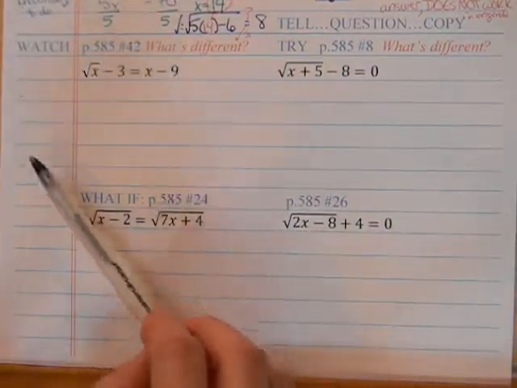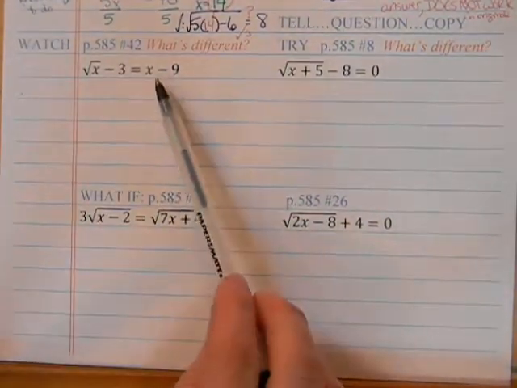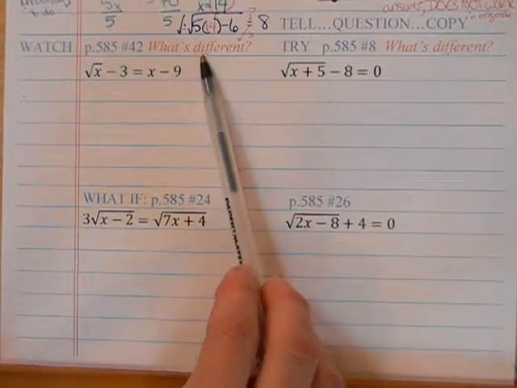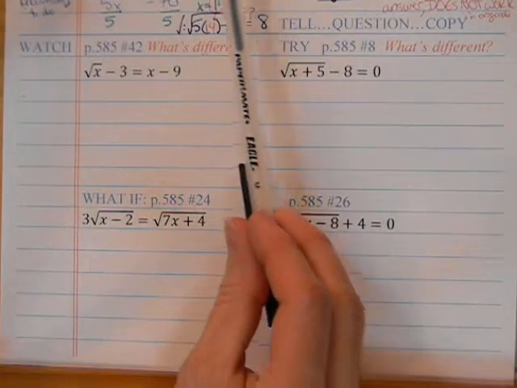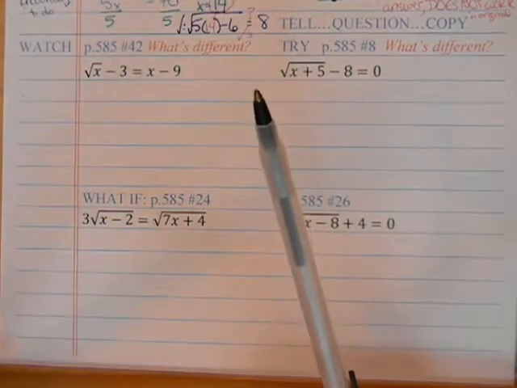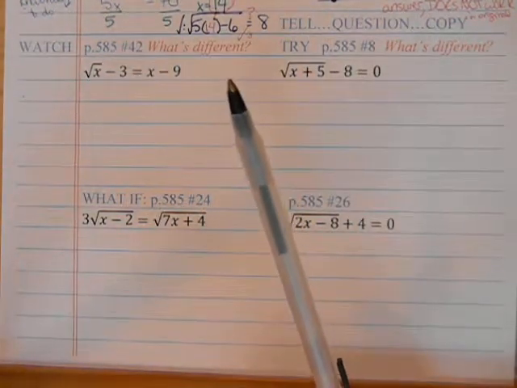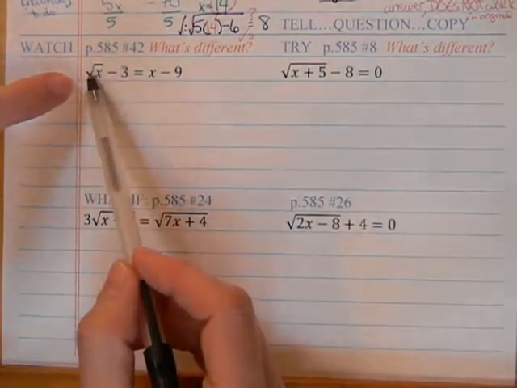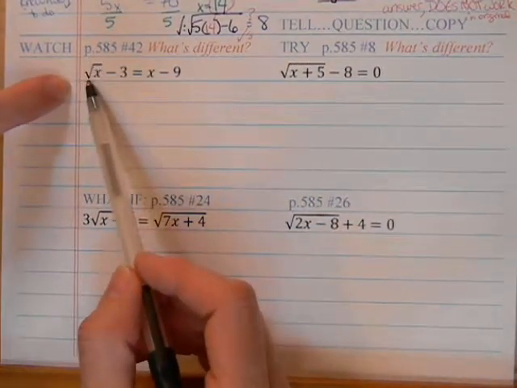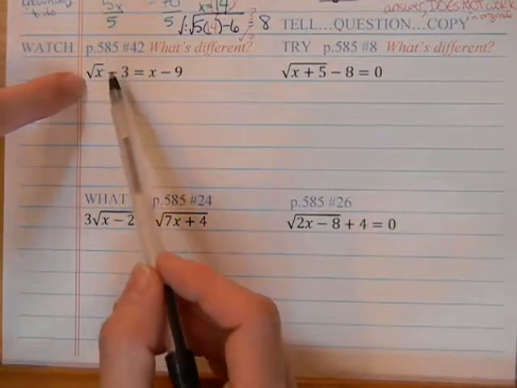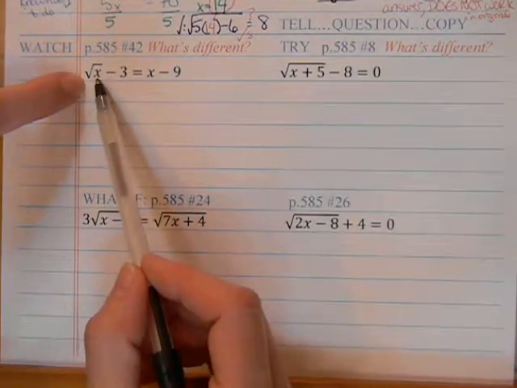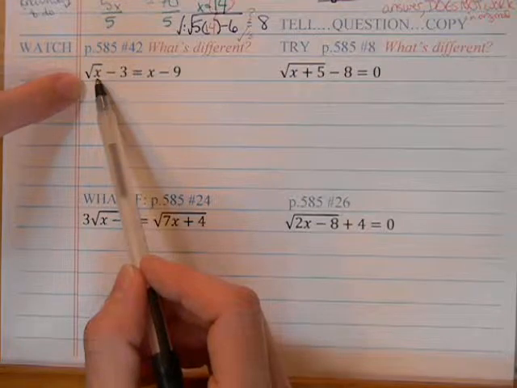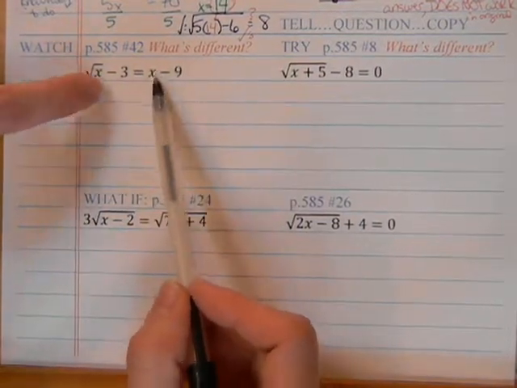I really stepped it up a notch on this next example, number 42. So I want you to pause a minute and ask yourself, what's different about this one than the one we just did at the top of the page? One thing you might notice is there's more going on than just a radical. There's a radical minus 3. That minus 3 is outside, so we're not starting with the radical by itself like we did in example number 10 above. Also, there's an x on both sides.